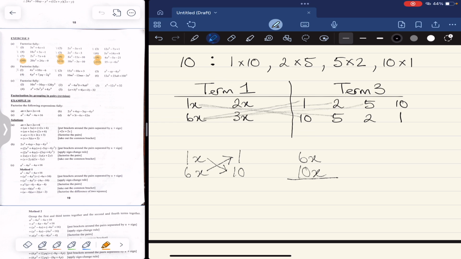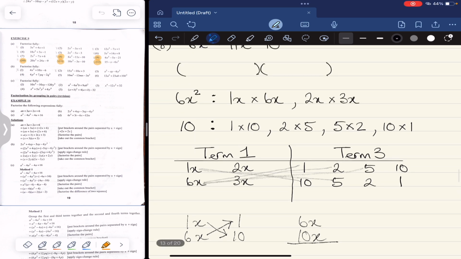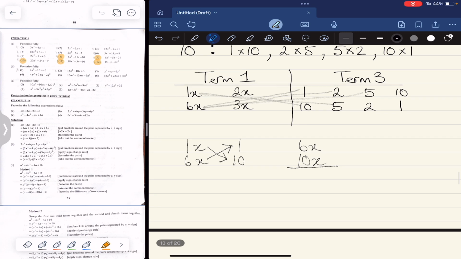What about 6x times 5? That gives me 30x, so that definitely is not going to get me anywhere near negative 11x, so we can move on. And if I look at 6x multiplied by the last option here, or last column, 6x and 10 will give me 60x, so we're not even going to consider that. So that means that we have now used up all our pairings of 1x and 6x with every option on this side, so we can move on. So 1x and 6x will not be part of our solution.